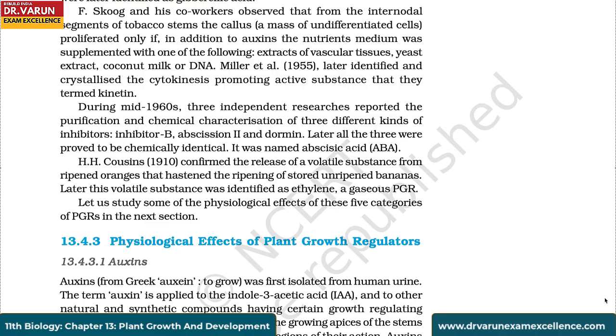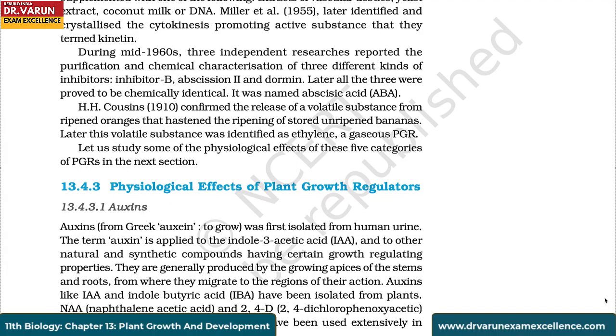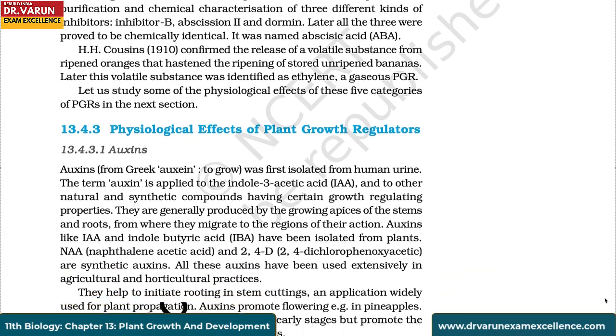H. Cousins in 1910 confirmed the release of a volatile substance from ripened oranges that hastened the ripening of stored unripened bananas. Later, this volatile substance was identified as ethylene, a gaseous PGR. Let us study some of the physiological effects of these 5 categories of PGRs in the next section.